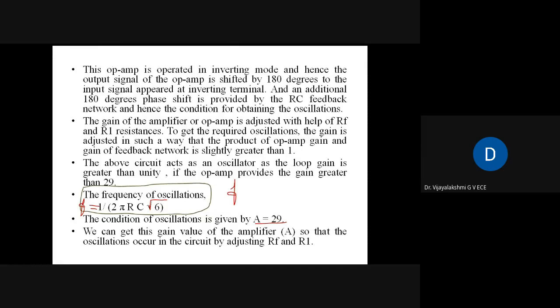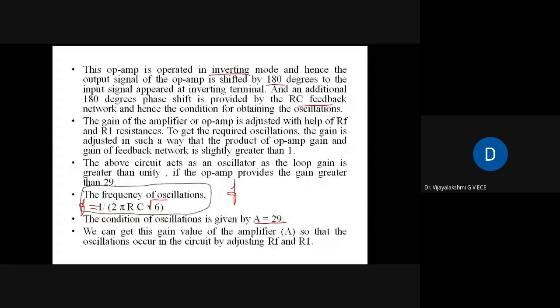The op-amp is operated in inverting mode, so it introduces a 180-degree phase shift. The RC feedback network also gives you 180 degrees. You have to select the gain of the amplifier by adjusting RF and R1. So this is about the RC phase shift oscillator.